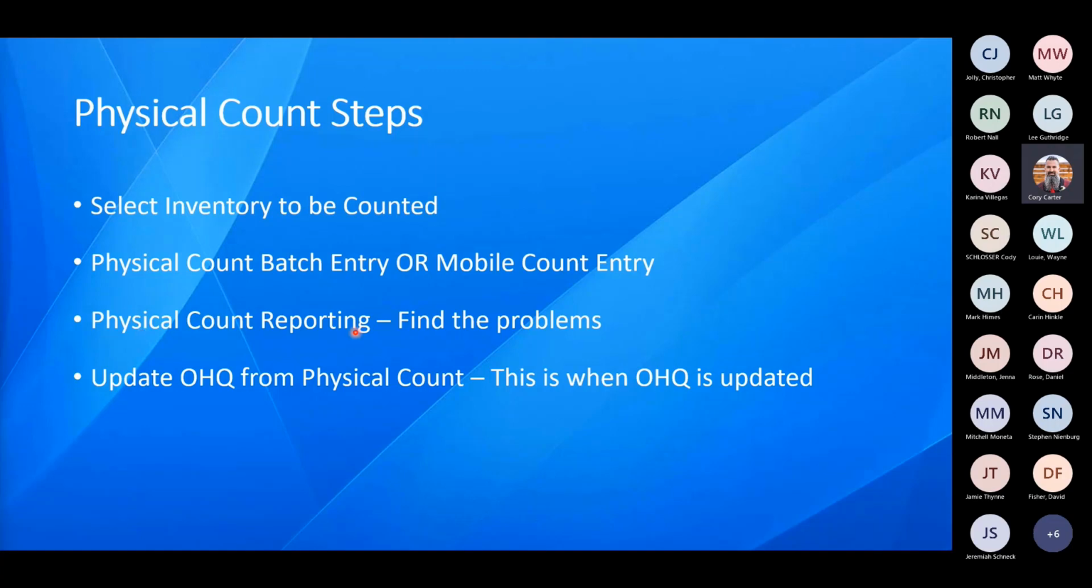Then we're going to use our physical count reporting, and we're going to find the problems. Where did we run into issues? What parts are missing? What do we need to find? And then we're going to update our on-hand quantity from our physical count. So this is when we're actually updating the on-hand quantity. So we enter our counts, but that doesn't update anything until we do that last step.